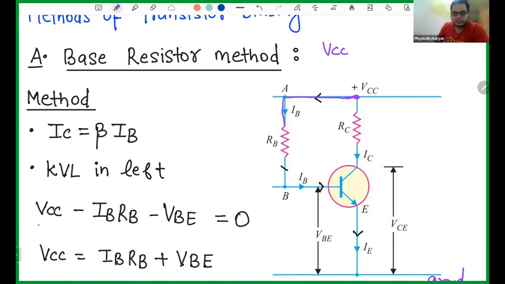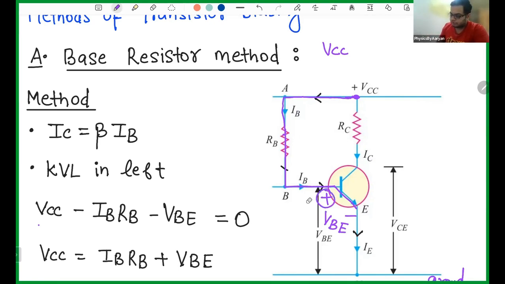Then I'm going here, then I'm coming like this. So I'm going in the direction of current, so I'm putting minus IBRB. And then you come till here, and then you go in this direction. Nothing else has come. And then you go from here to here. So this is positive and this is negative, and the voltage between them is VBE, means voltage between base and emitter. So now you are finally here.